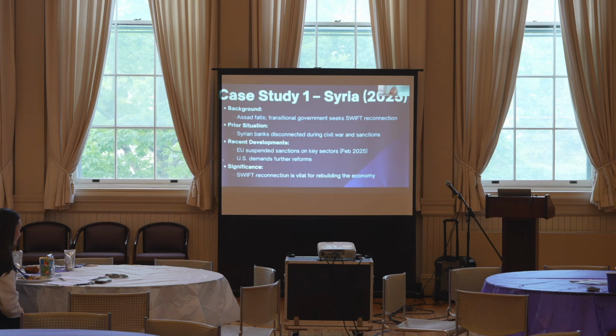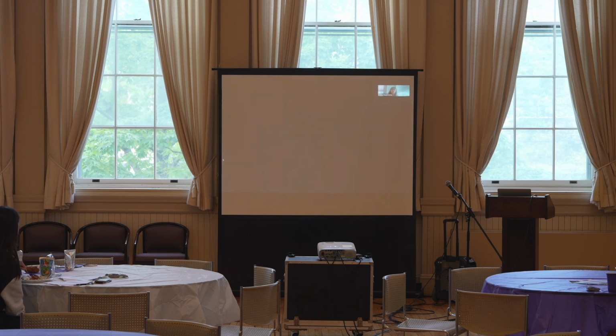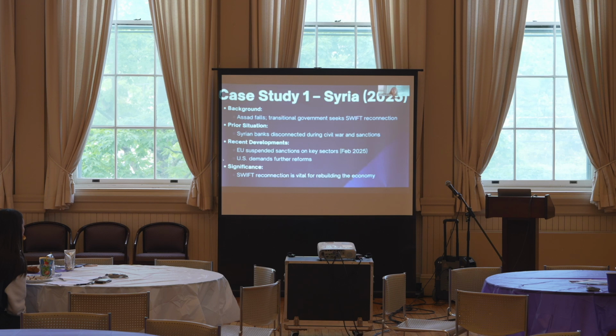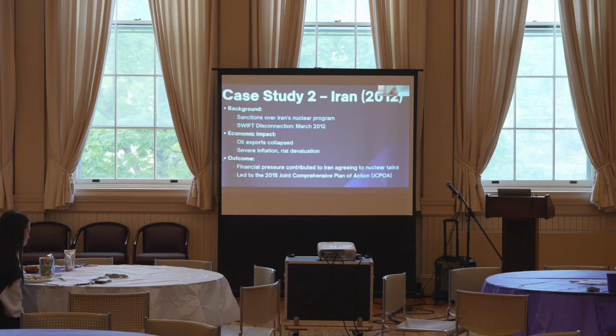In February 2025, the European Union lifted some sanctions on Syria's banking sectors, signaling cautious support for the new leadership, but the United States, however, is holding firm, requiring more democratic reforms before allowing any banking reconnections. This shows how SWIFT access is being used not only as punishment, but as leverage, as a way to demand political change through economic pressure.